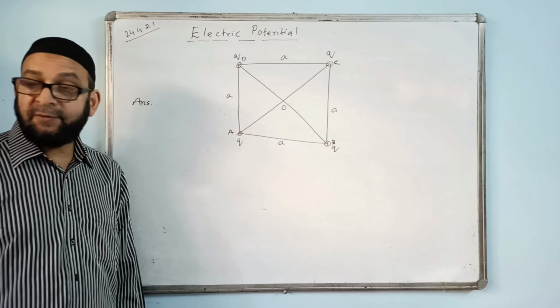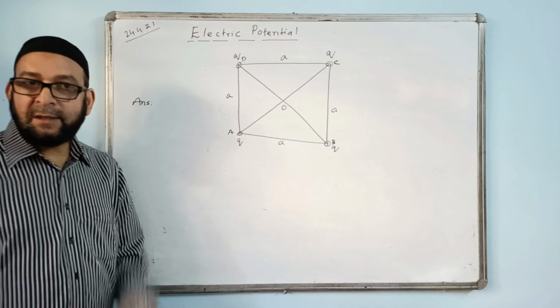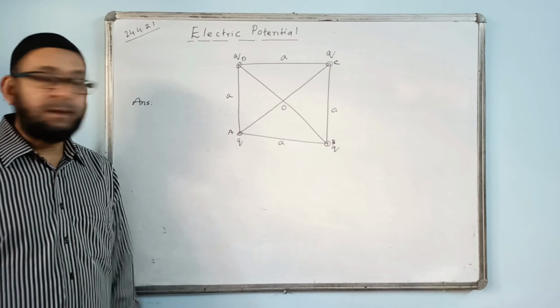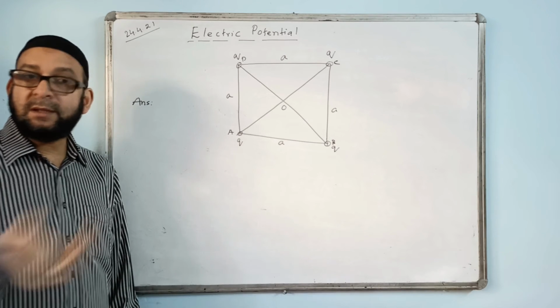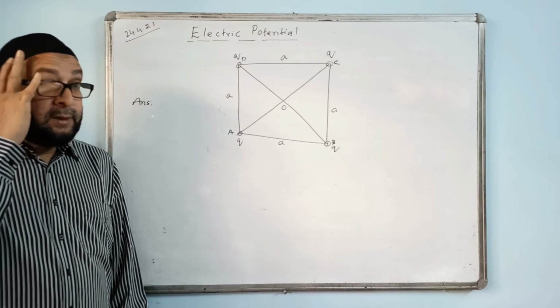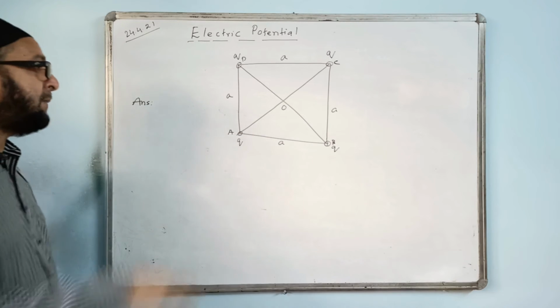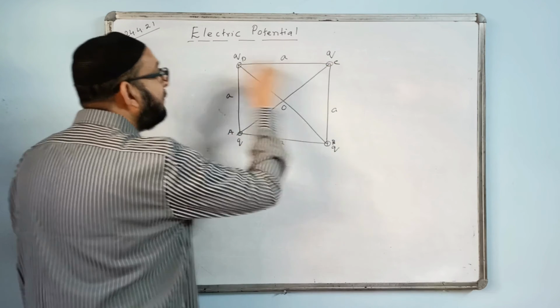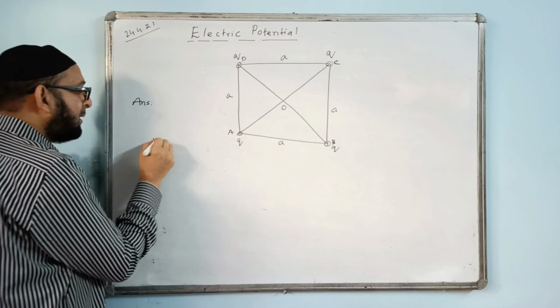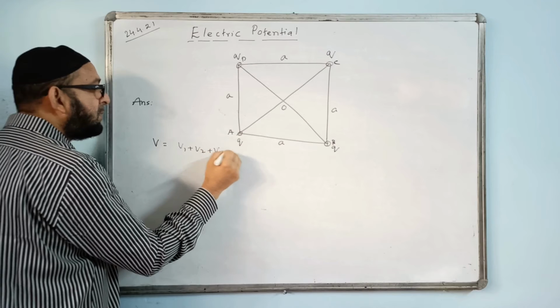Electric potential, not the electric field, remember. So we will not bother about the direction, whether attraction is taking place or repulsion. That we used to do in case of electric field. But we are finding electric potential. We'll just bother how many charges are there; that many potentials will be there, and we simply add them. 1, 2, 3, 4, so there will be 4 potentials, right? V is equal to V1 plus V2 plus V3 plus V4.